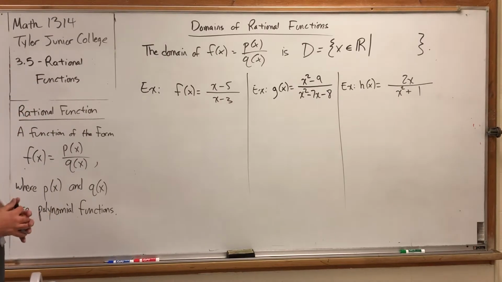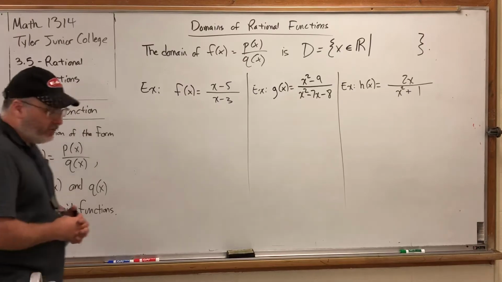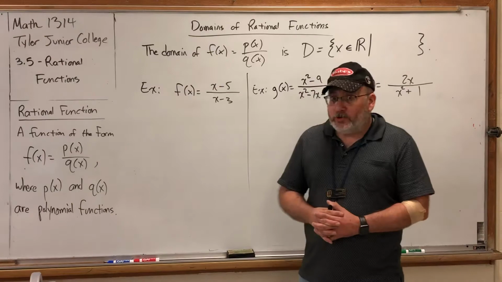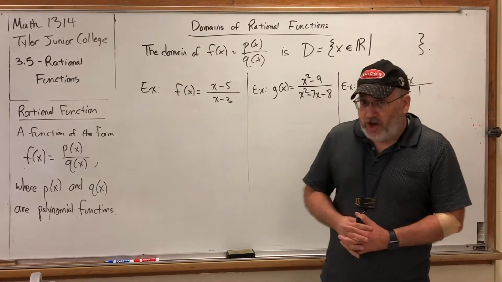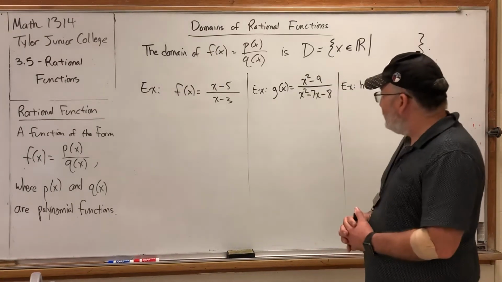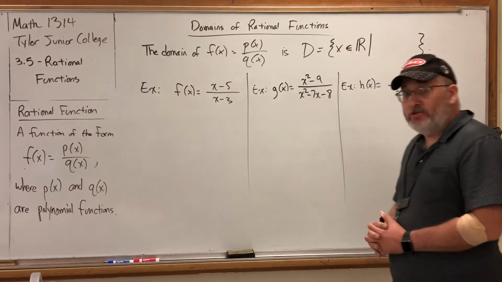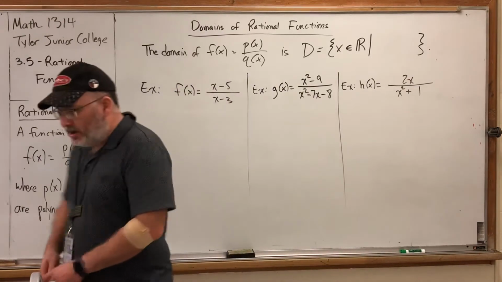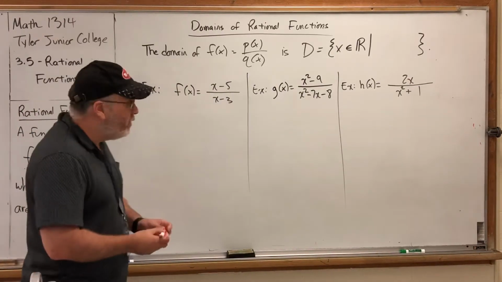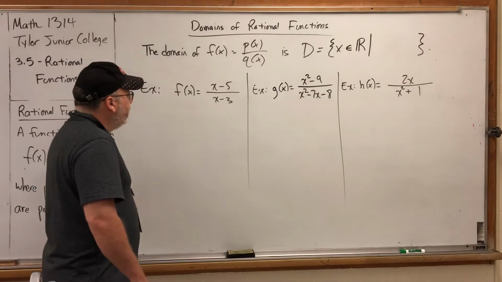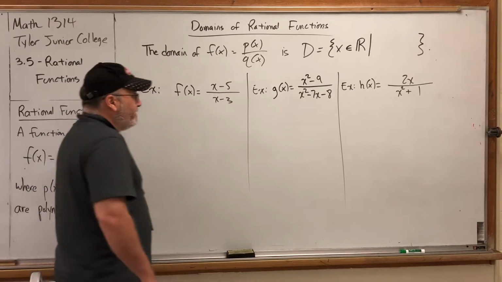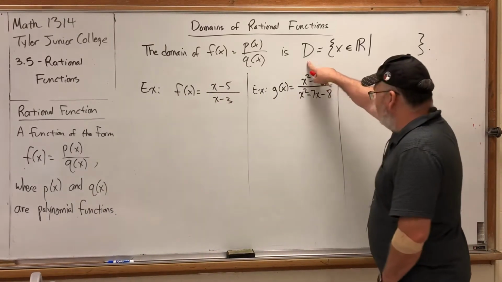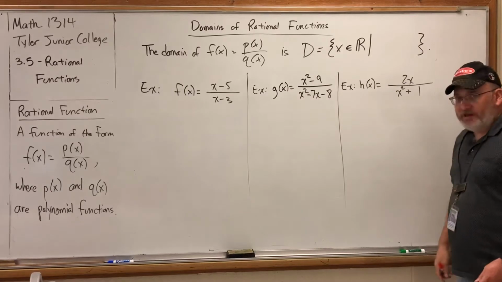Before we get into the nitty-gritty about their graphs, let's talk about domains of rational functions, which is a discussion we've actually already had back in Chapter 2 when we were discussing combinations of functions. So this is almost more of a review than an introduction to a new concept. That said, I am going to introduce you to a little bit of new terminology and symbols, if you will. Specifically, the domain of f of x equals p of x over q of x is, we'll call it capital D, and we'll define the domain in set builder notation.